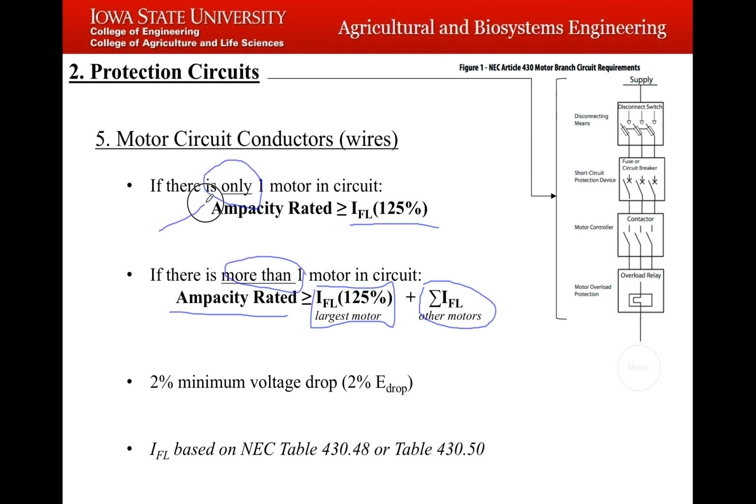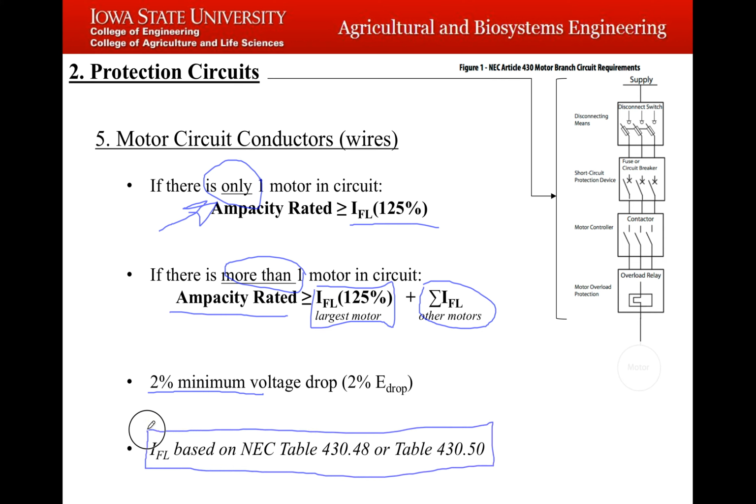Most often, and on the homework, we're going to deal with the single motor application. We need that ampacity to be 125% of the full load current. Now, we also want to make sure that we have a 2% minimum voltage drop. We can look at those tables in Chapter 5 for these. And once again, the full load current is based on the tables at the end of this chapter, not the nameplate, when we talk about conductors.